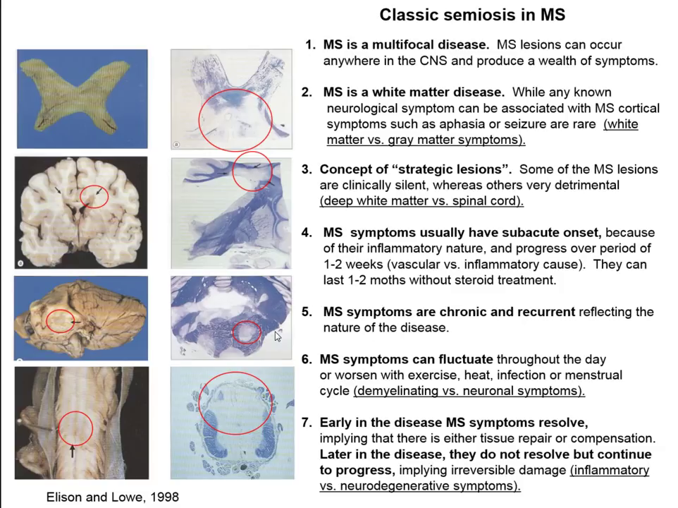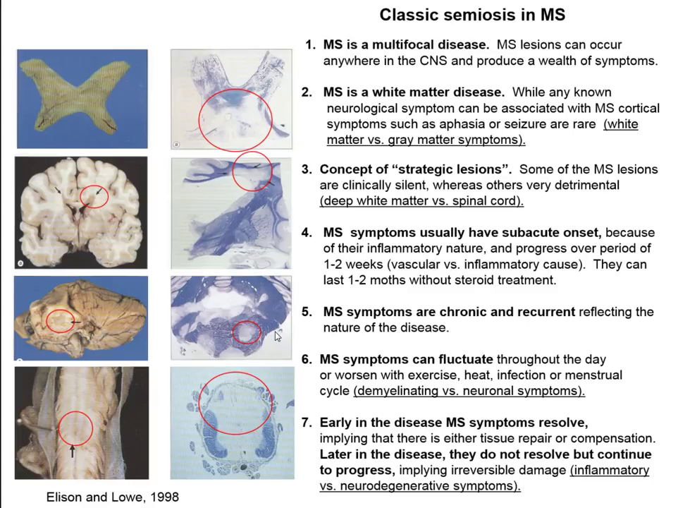The classic semiology in multiple sclerosis is the following. Multiple sclerosis is a multifocal disease. Multiple sclerosis lesions can occur anywhere in the central nervous system and can produce a wealth of differing neurological symptoms. Multiple sclerosis is a white matter disease. While any known neurological symptom can be associated with multiple sclerosis, cortical symptoms such as aphasia or seizures are rare in multiple sclerosis, and we can sometimes classify these as white matter versus gray matter symptoms.